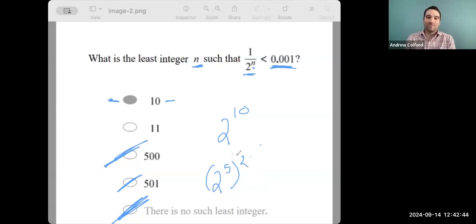Exponent rules here. Just in case anyone's wondering, I would have your powers of 2 memorized up to about 5. That's probably a good play, maybe 6. So 2 to the 1 is 2, 2 to the 2 is 4, 2 to the 3 is 8, 2 to the 4 is 16, 2 to the 5 is 32, and 2 to the 6 is 64.